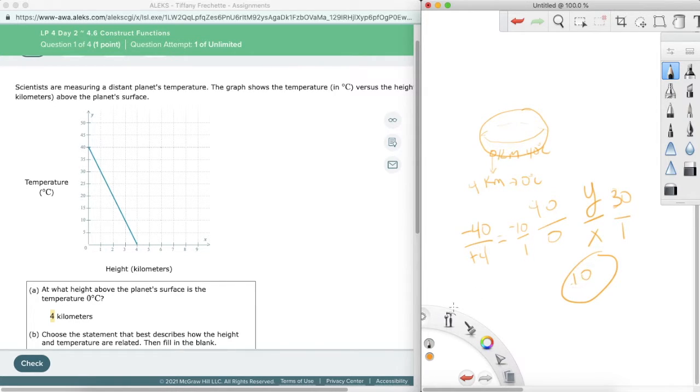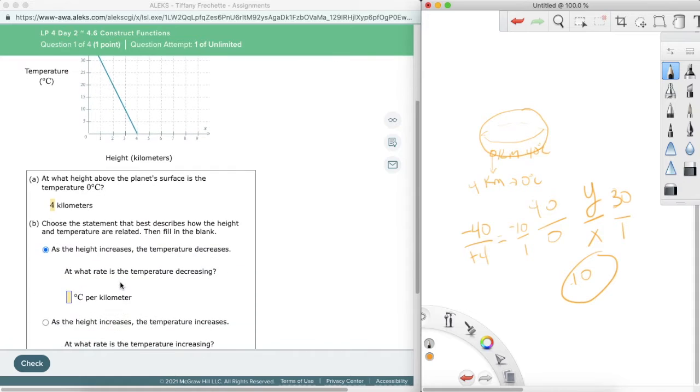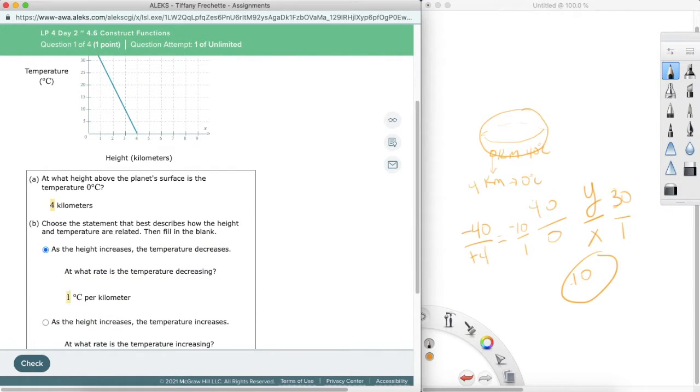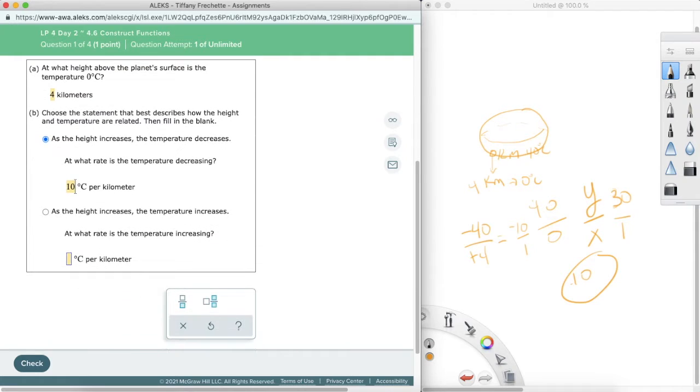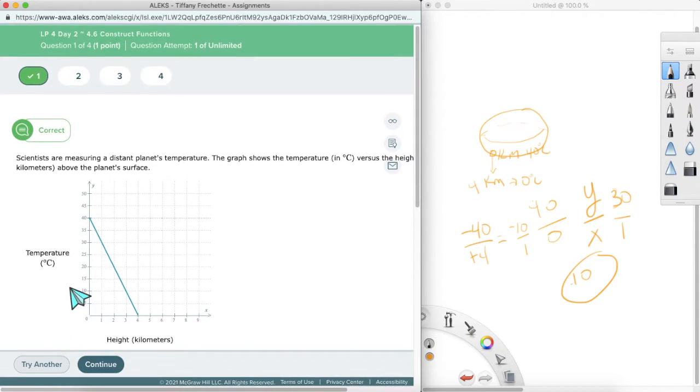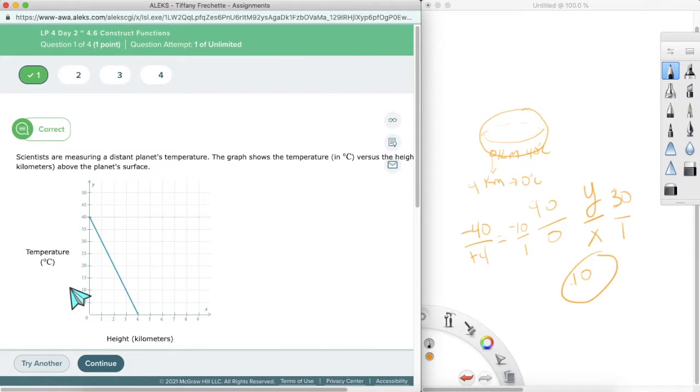I don't think I have to put negative in here because it's asking how is it decreasing. So we already know that it's a negative. We just have to type in 10. So we can go ahead and click check here. So this is just another way of looking at slope. And they did the x-intercept instead of the y-intercept. But it's just another way of looking at the pieces of our function.